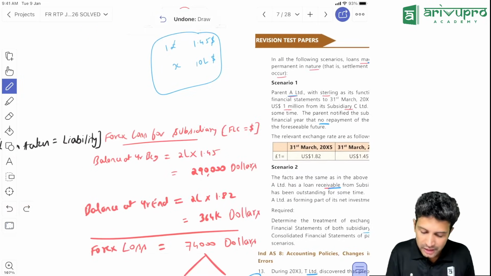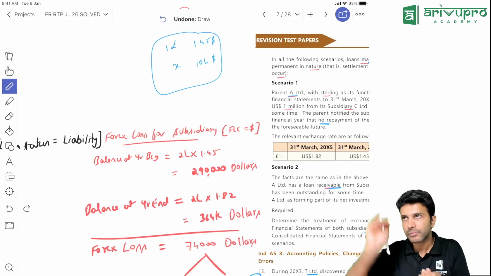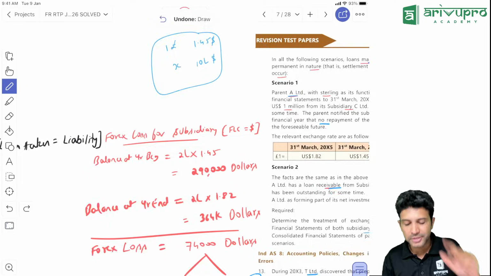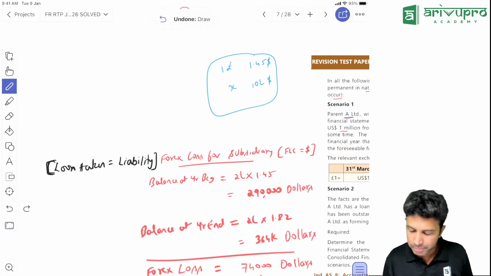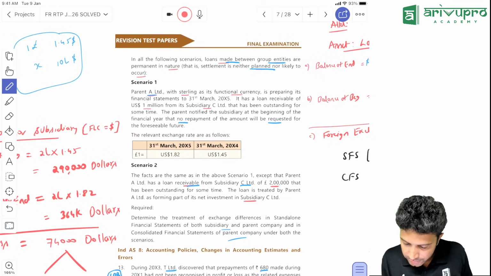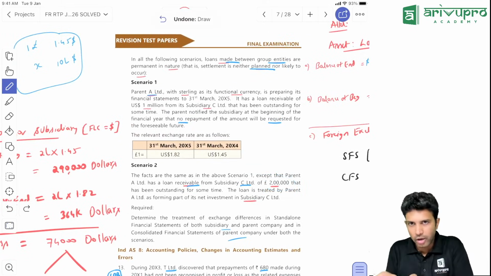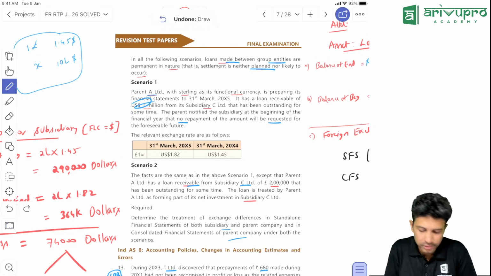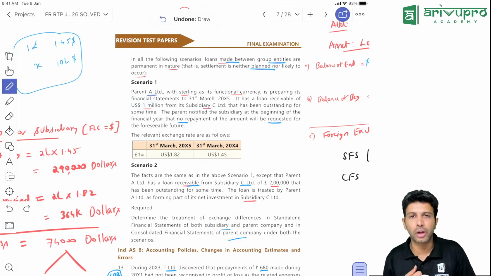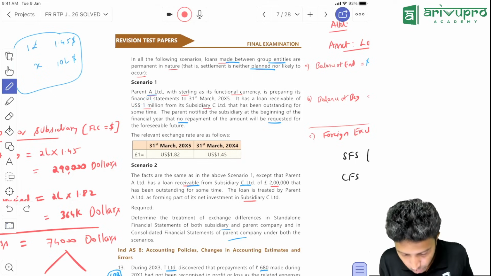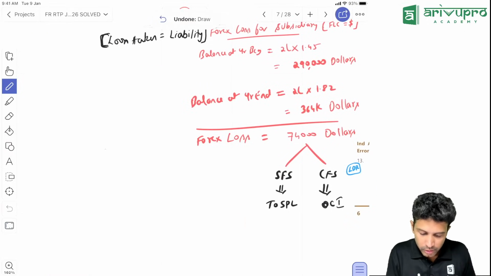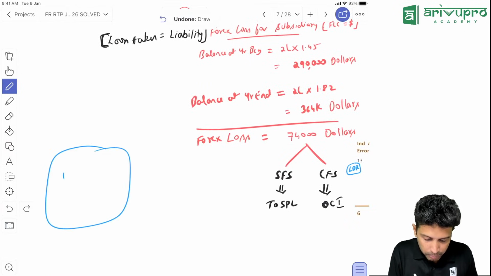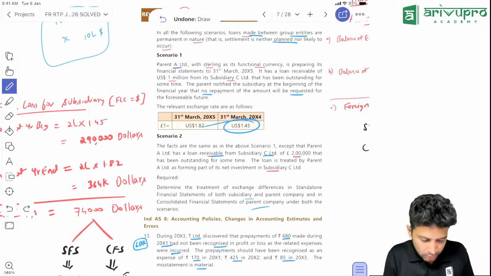I mean, the drama will come for the subsidiary company. Parent has given a loan, no? I mean, subsidiary has taken a loan. It's a liability. Loan taken is also a monetary item. Last year, they would have converted this 2 lakh pounds. They can't record it in pounds. Their functional currency is dollars. From pounds, they have to convert it into dollars. Last year, what they would have done: 1 pound is equal to $1.45.